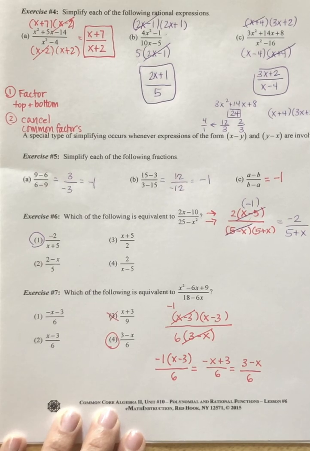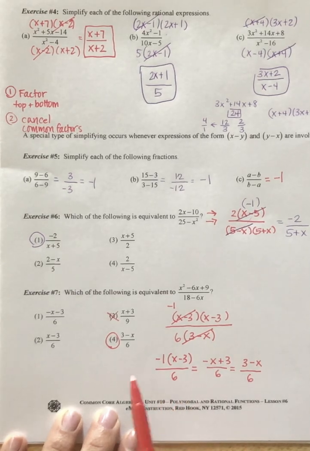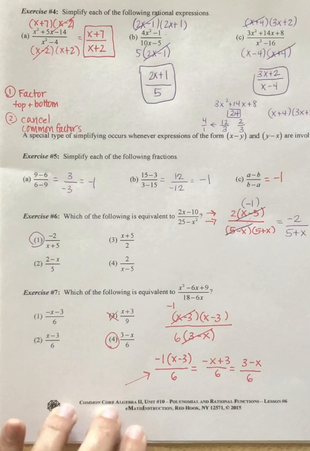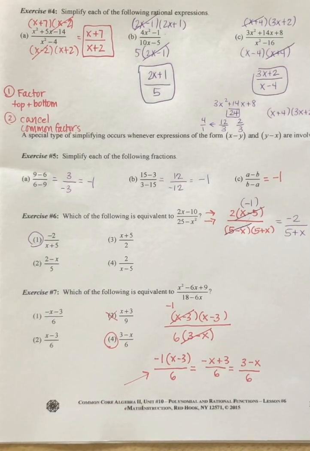So if you were stuck between choice 1, 2, and 4, and you weren't really sure, at this step right here, you could plug in a number for x, evaluate it, get your answer, and then take that same value for x, plug it into choice 1, 2, and 4, and see which one gives you the match. So that's the scoop on 10.5.